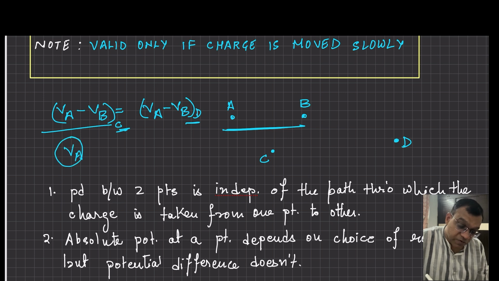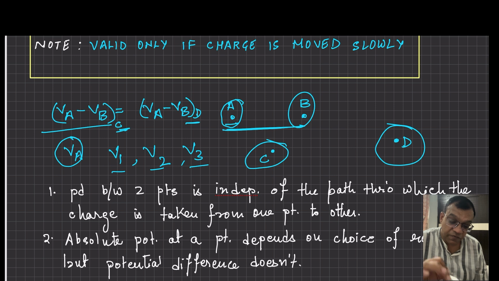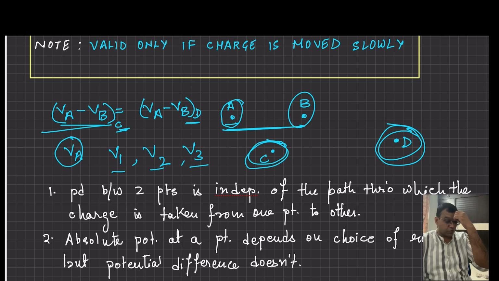But potential at one point depends upon the choice of reference configuration. If you choose point B as the reference configuration, potential at A may be V1. If you choose C as the reference configuration, potential at A may be V2. When you choose D as the reference configuration, potential at A may be V3. And these three are going to be different, while VA minus VB, whether you choose C or D as the reference configuration, is not going to change.